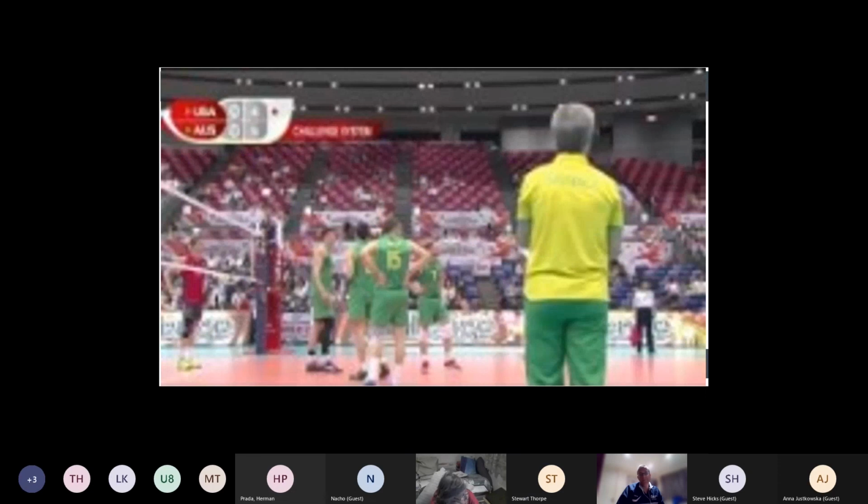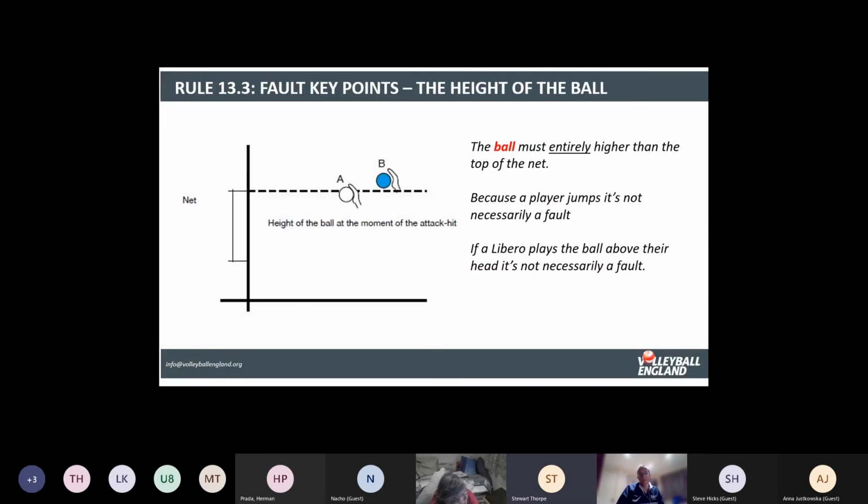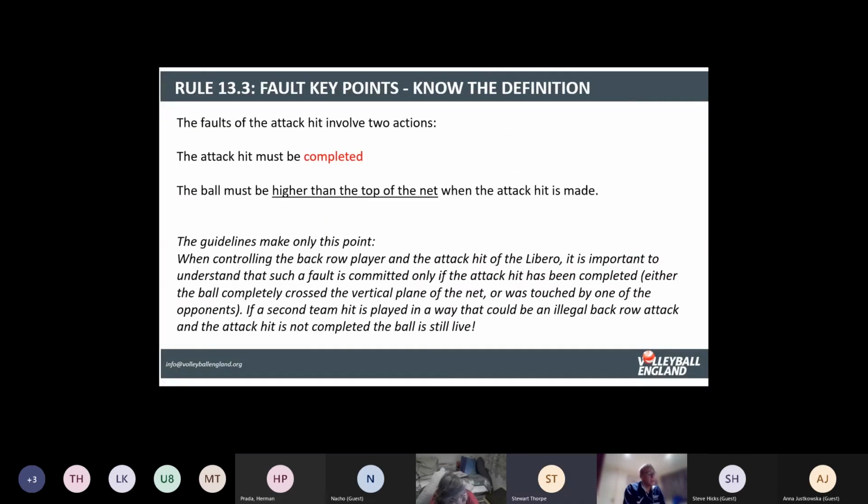Having a look. Nick, there were just a couple of questions, and if you want to pause now to go over them. So key points about the fault, and we'll come back to some other examples in a minute.